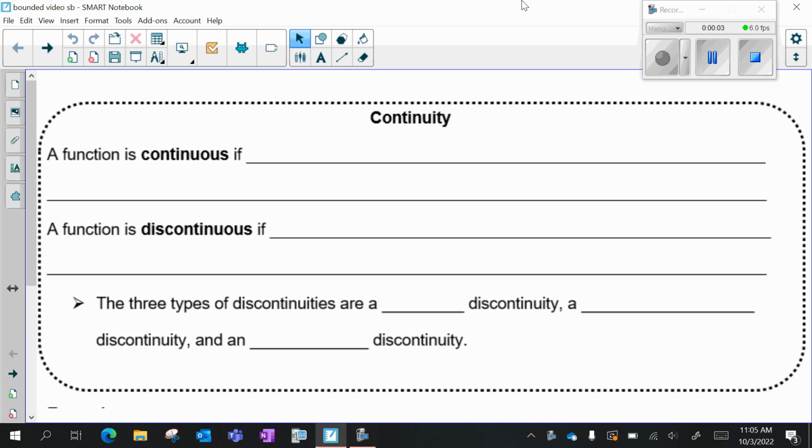For this video, we're going to take notes on continuity and boundedness. So first, we're going to start with continuity. A function is considered to be continuous if you can draw the entire function without picking up your pencil off the graph.